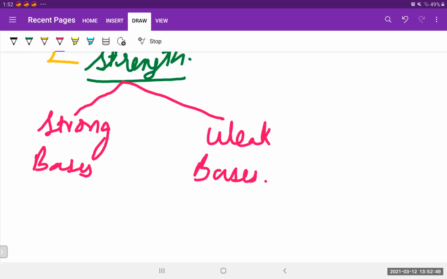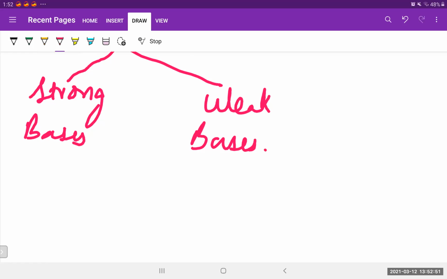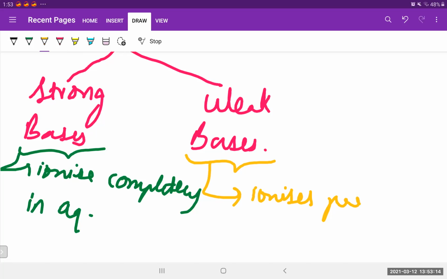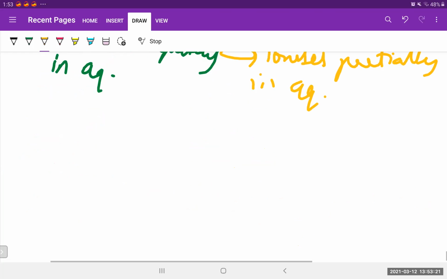So strong bases are those which completely ionize in water, and weak bases are those which partially ionize. It's the same thing as with the acids. So they ionize completely in the aqueous state, and weak bases do not ionize completely, only partially, in the aqueous state. I hope that this is clear.